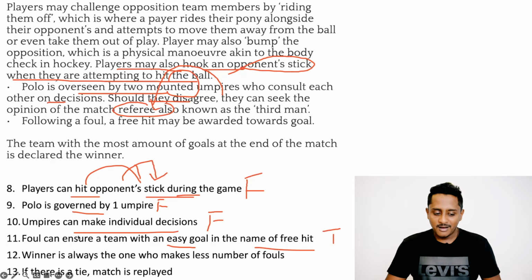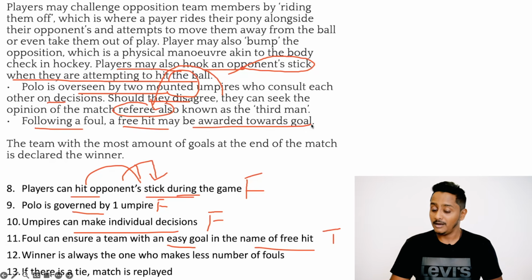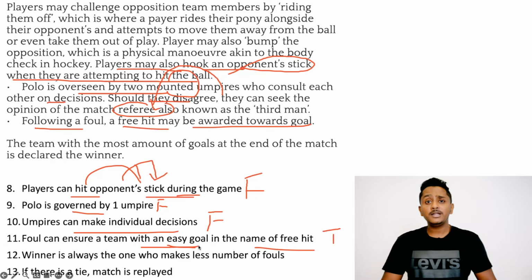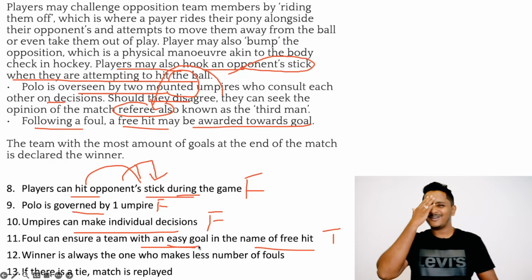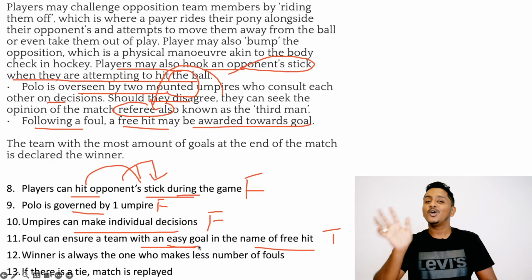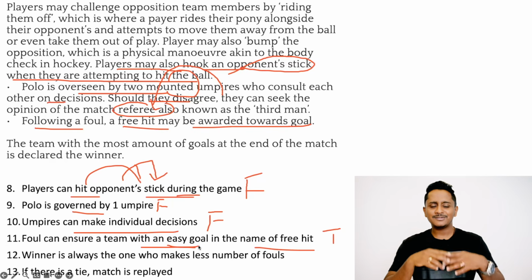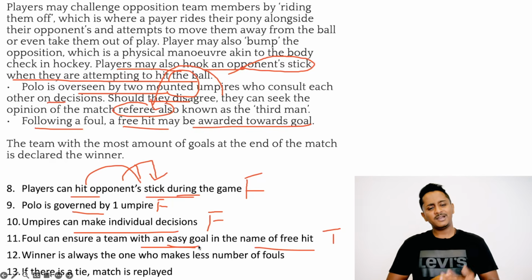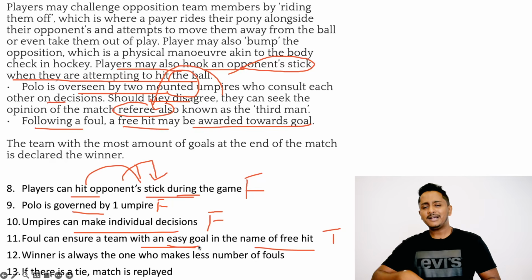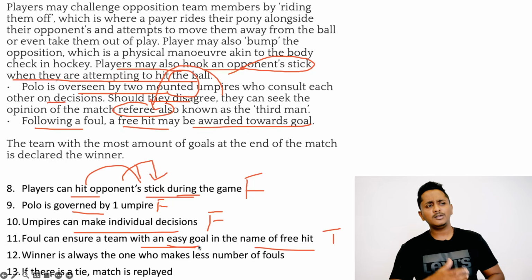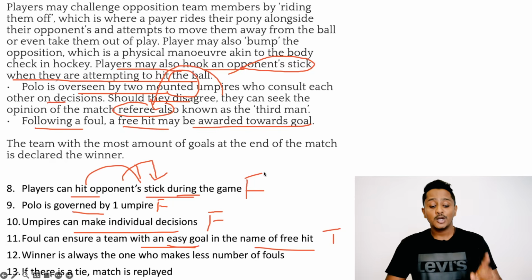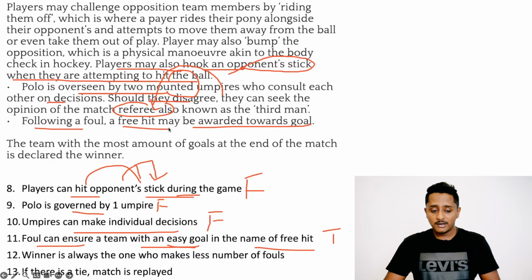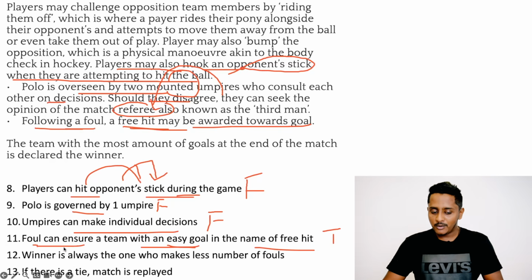Pay more attention. Foul can ensure a team. Following a foul, a free hit may be awarded. Okay, free hit will result in easy goal. Yes, Nakul, free hit means almost goal. I know. Don't put your own thoughts. You may have some knowledge about polo game, or let's say it's a football game. Penalty kick means always it goes for a goal. You know the players may make mistakes. So following a foul, a free hit may be awarded. That's it. Foul can ensure a team with an easy goal in the name of a free hit.